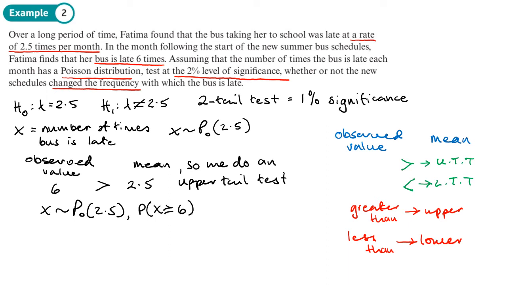Well, if the rate of buses or the rate of lates is 2.5 a month, and they're saying that we observe 6 times a month, what's the probability that 6 or more buses are going to be late at a rate of 2.5 a month? So this is going to be 1 minus the probability of x is less than or equal to 5.